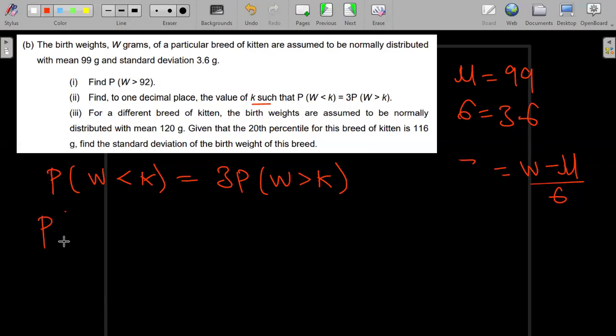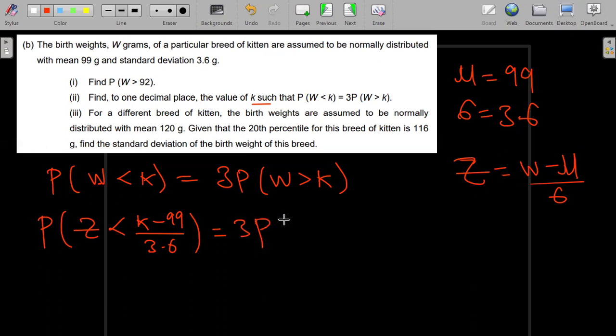Okay, so we're going to say probability. If I standardize W here, remember Z is equal to this. If I standardize W, I'm just going to get Z less than k minus the mean, which is 99, divided by 3.6, is equal to here. Okay, here I'm going to say I have 3, and then the probability that if I standardize W, I'm going to get Z greater than standardized k, to be k minus 99 divided by 3.6.